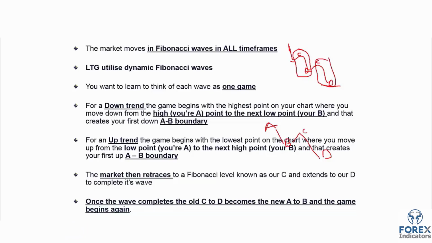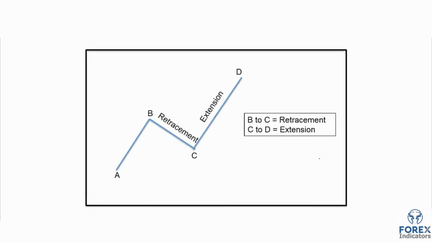So it's a very dynamic way of doing your Fibonacci's. And to illustrate this, this is what it looks like. Okay, so B to C is what we call a retracement. Okay, it's the pullback, and C to D is the extension. So this is where, if you want to trade with the trend, you're going to be looking to trade C to D extensions, and if you're happy to trade against the trend, then you could be looking for these retracements.